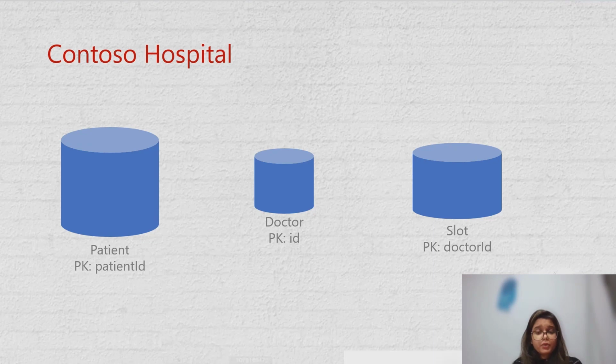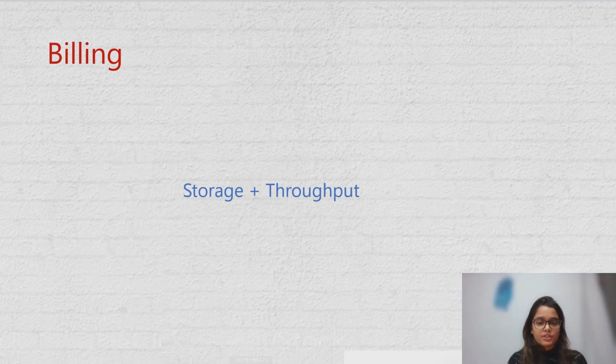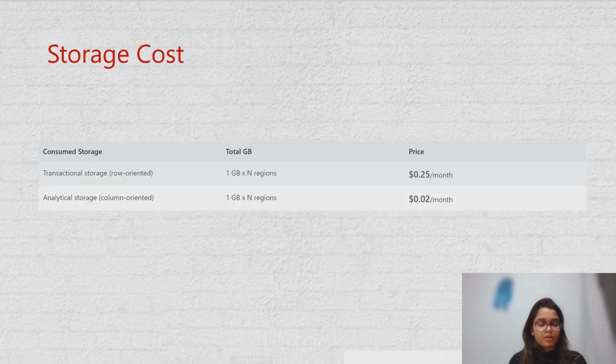Next, we are going to talk about the billing model in Cosmos DB. Billing in Cosmos DB is a function of two parameters, storage and throughput. Storage cost is pretty cheap in Cosmos DB. It is $0.25 per month per GB for one region for the standard transactional, row-oriented store, and for the column-oriented store it is $0.02 per month for one region.